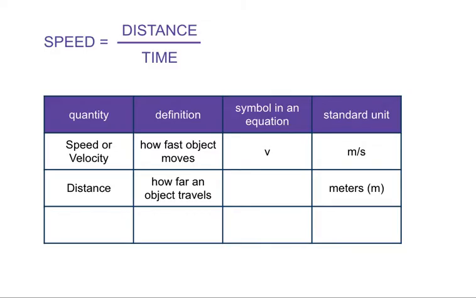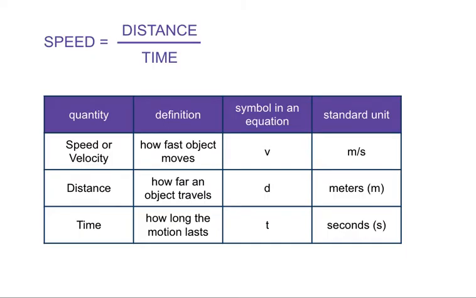Distance is how far an object travels, and our standard unit there is meters, and we will use a D for distance. Time, or how long the motion lasts, is often measured in seconds. That's our standard unit, and we will use a T for time.